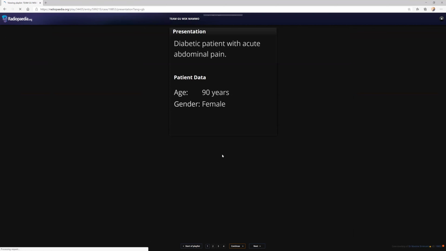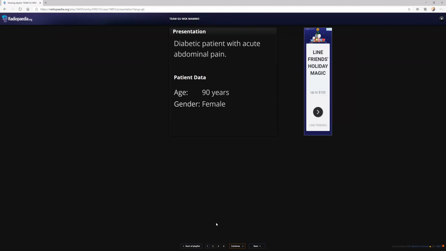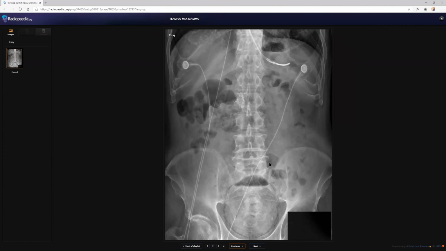And this is a diabetic patient with acute abdominal pain. So you have to repeat the history, and you correctly pointed out there is emphysematous cystitis, and it's an emergency, and you will refer to the urologist and all. So that's good.